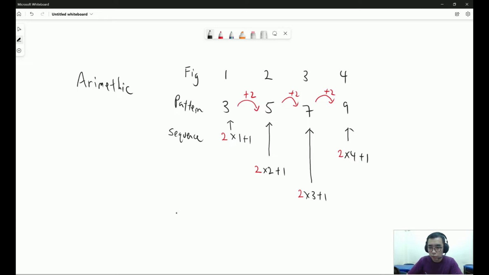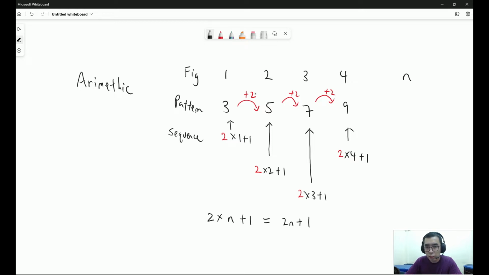So if you look at the general form, it will be equal to 2 times the figure number. Let's call the figure number n. So let's say we have a figure number n here. So this will look something like this: 2 times n plus 1. Now let's combine this. 2 times n will give me 2n. So it will be 2n plus 1. So this is the general idea of doing arithmetic sequencing.